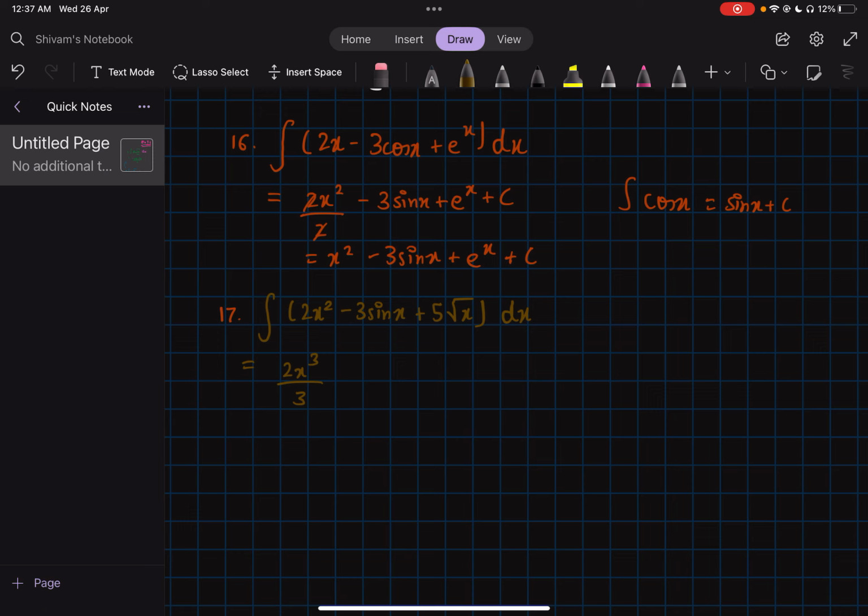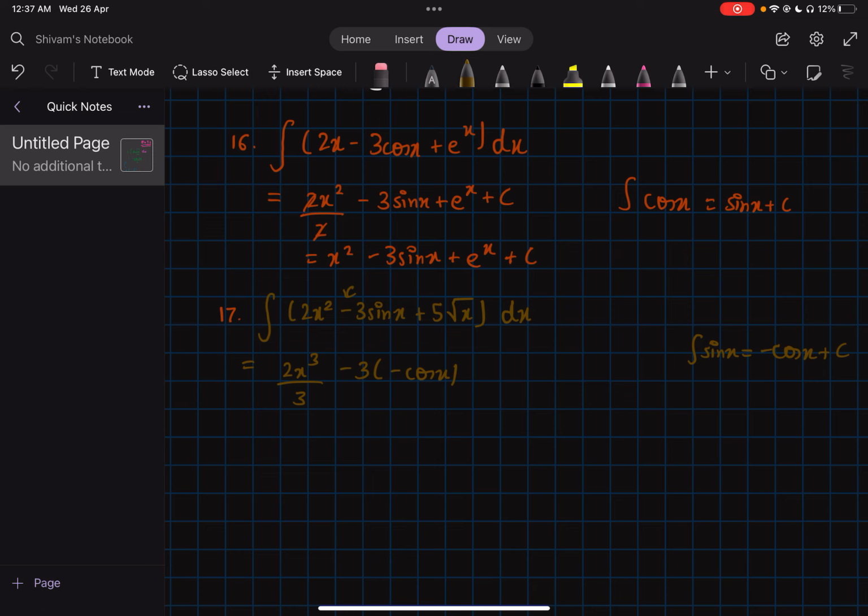Then we know that the antiderivative of sine x is negative cosine x plus c, right? And there's already a negative sign here, so it's going to cancel out eventually. So minus 3, the coefficient remains the same, and then minus cosine of x.